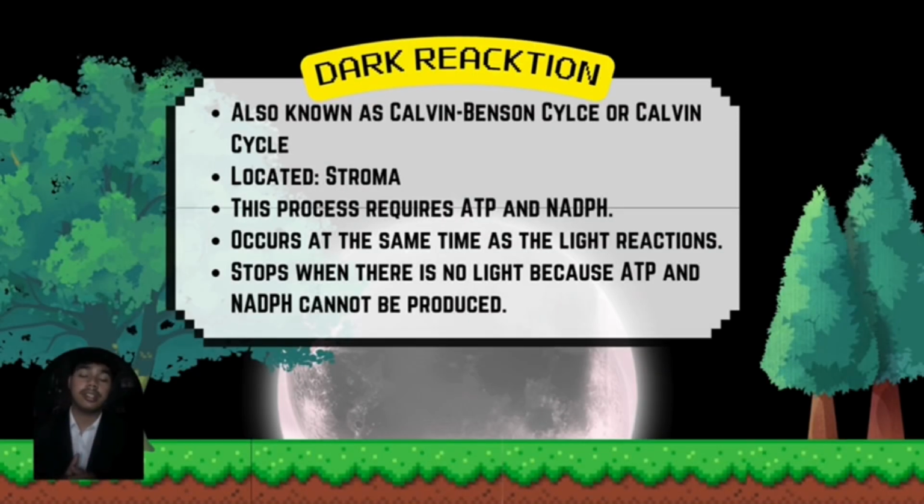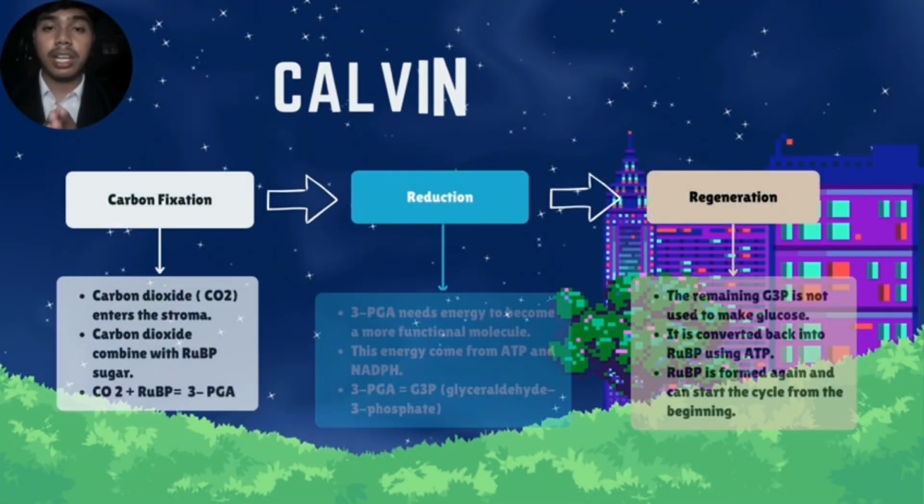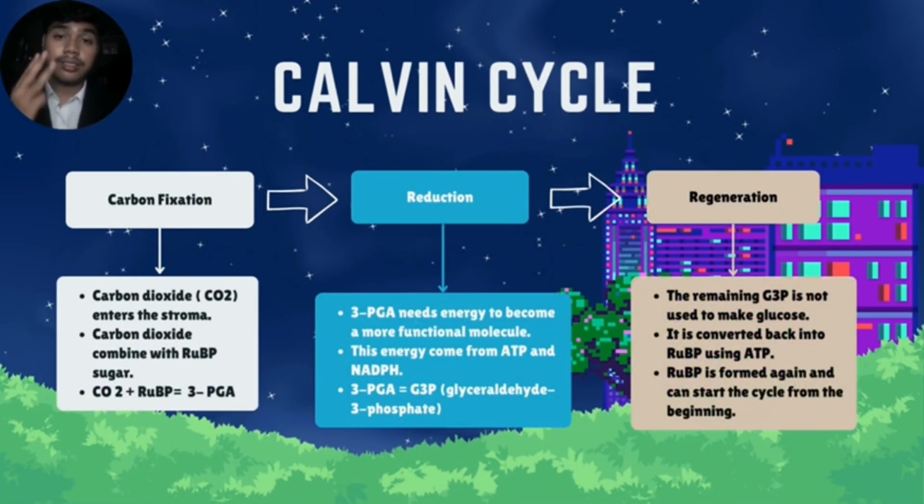Next is dark reaction. In dark reaction, there is one process known as the Calvin-Benson cycle or Calvin cycle. This process is located in the stroma and also requires ATP and NADPH. Dark reaction occurs at the same time as the light reaction. This is because the process will stop when there is no light, because ATP and NADPH cannot be produced. Let me explain about the Calvin cycle. In the Calvin cycle, there are 3 stages. The first one is carbon fixation, the second one is reduction, and the last one is regeneration.